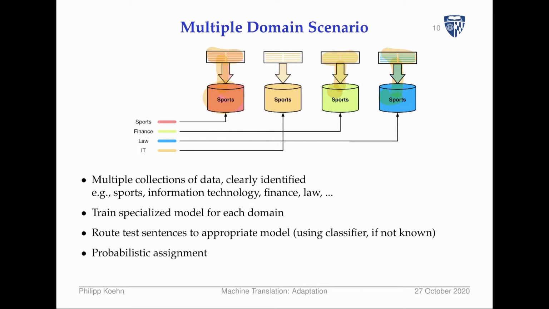And then when a sentence comes around, for instance a finance sentence, you route it to the finance domain. Or you could say, well, this sentence is kind of 80% finance and 20% sport. For instance, it might be a sentence about contract negotiations of a football player for the next season. Then you can also do probabilistic assignment, and we'll figure out how to do that.